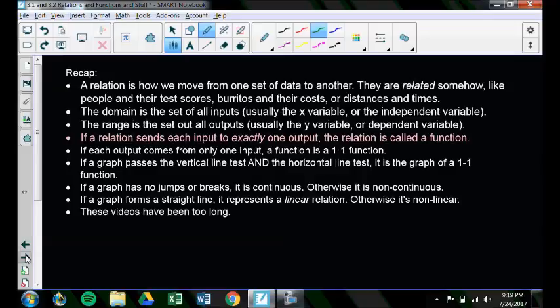They're somehow related, like people and their test scores, burritos and their costs, or distances and times. Domain is all the inputs, or the x values. Range is all the outputs, or the y values. Independent, dependent. A function is a specific type of relation where each input goes to exactly one output. Do not forget that. If each output comes from only one input, it's called a one-to-one function. Vertical line test is function, horizontal line test is one-to-one. Continuous, discrete, linear, you got it.